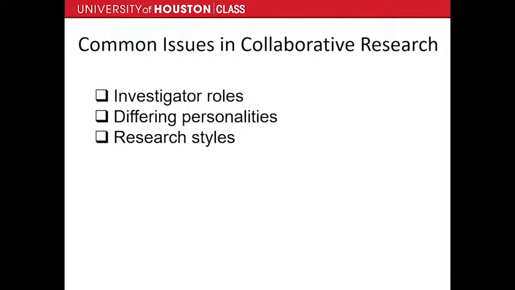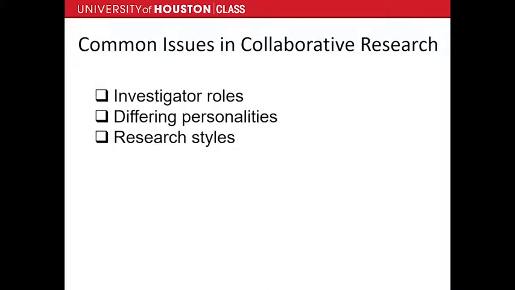Some common issues in collaborative research deal with investigator roles, differing personalities, and research styles. With regard to investigator roles, some things that might come up and cause issues are assigning credit or assigning who's going to publicly speak for the collaboration. Oftentimes that can cause friction. So that's one of those things that you want to have figured out beforehand.